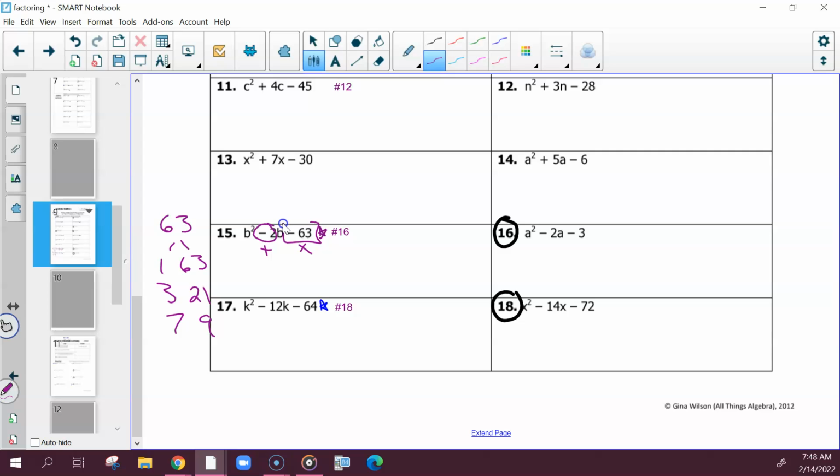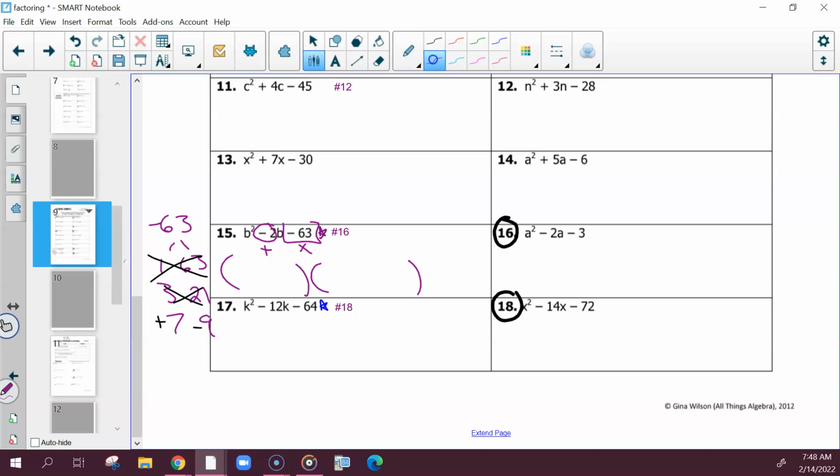So now of those, we need 63 to be negative. That means one of these needs to be negative. We can kind of eliminate some already. No matter if we put 1 as negative or 63 as negative, if we add or subtract those together, they would not give us negative 2. Same thing with 3 and 21. So would negative 7 plus 9 give us negative 2? No. What about negative 9 and positive 7? Yes. So we can use those.